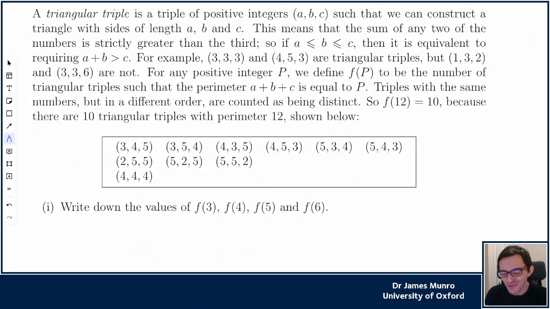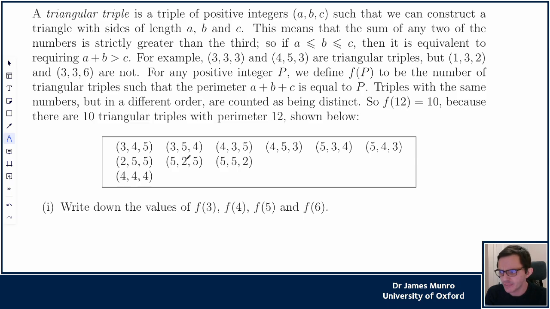Question 5, part 1, it's time to make some triangles. We need to check that the sum of any two sides is longer than the other side. So for example, in these triangles, 3 plus 4 is bigger than 5, 5 plus 3 is bigger than 4, 5 plus 5 is bigger than 2, 5 plus 2 is bigger than 5. The sum of any two sides needs to be bigger than the other one.